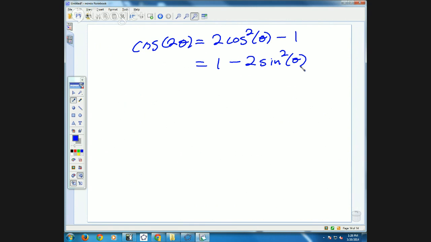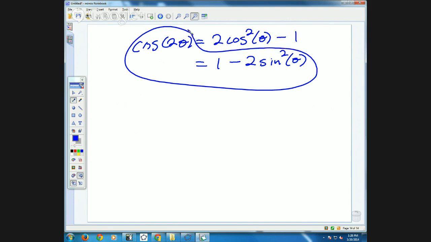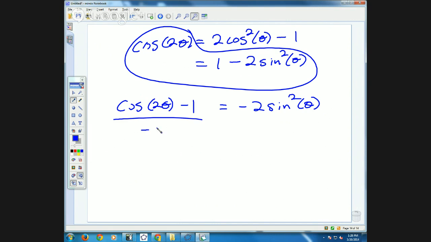Okay, so I'm just going to do that. I'm going to subtract the 1 to the other side. So I'm using this combination right here. That's going to give me cosine of 2 theta minus 1 equals negative 2 sine squared of theta. So I subtracted 1 over. I'm going to divide by negative 2. So here I've divided by negative 2.